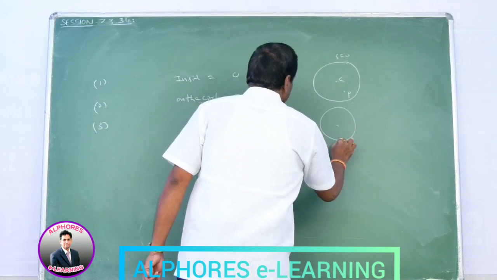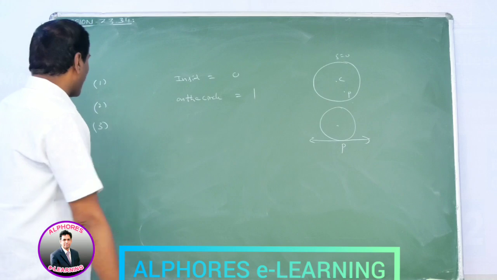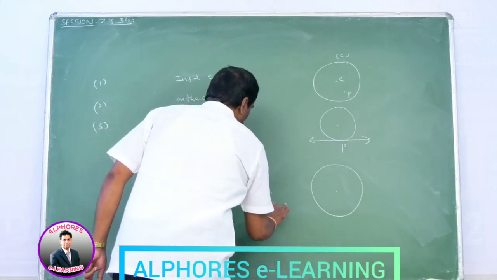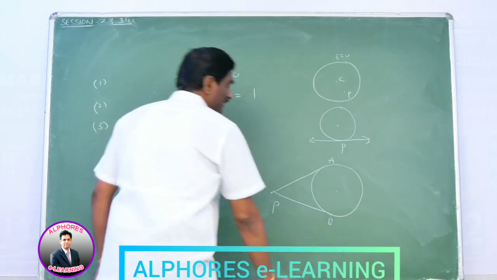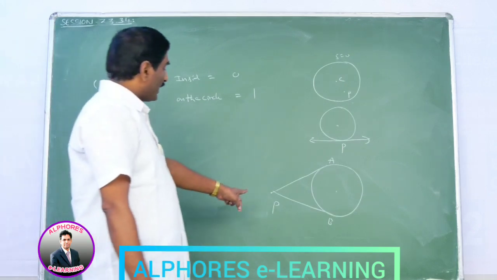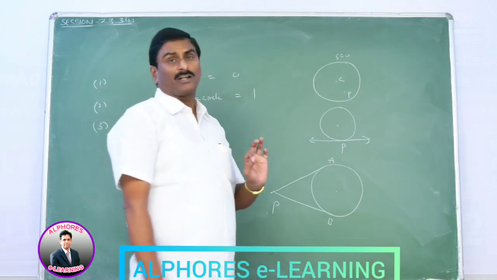If point P lies on the circle, then the number of possible tangents is equal to 1. If the point P lies outside of the circle, then we can draw two tangents. That means the number of tangents from P to the circle is equal to 2. In this case, PA is said to be the length of one tangent, PB is the length of the other tangent. These two lengths are equal.